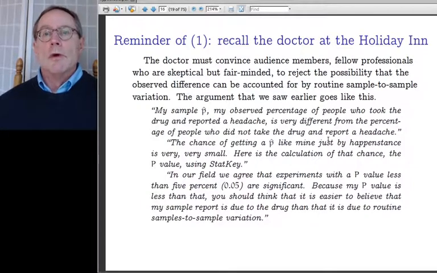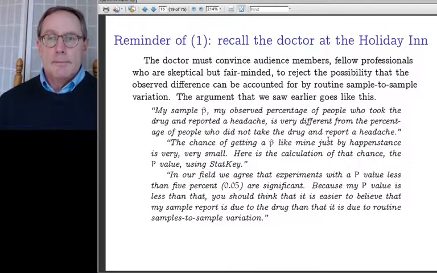Okay, so a reminder of the sense of the argument. So you have the doctor at the Holiday Inn in Kansas City. The doctor has to convince the audience members, people in the seats, fellow professionals who are skeptical but willing to change their mind if you provide them with evidence, to reject the possibility that the observed difference can be accounted for by routine sample-to-sample variation. So the doctor has to convince them to change their mind, to reject their former point of view. And the argument has to go somehow like this.